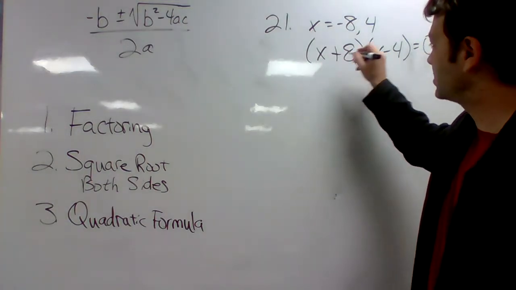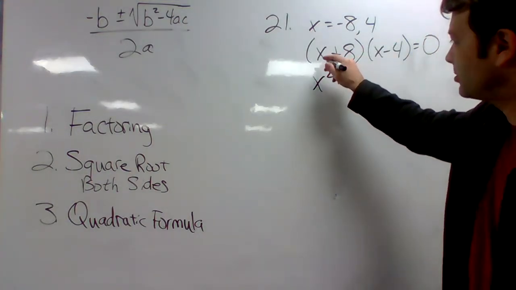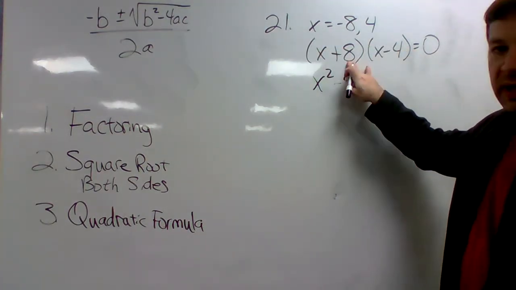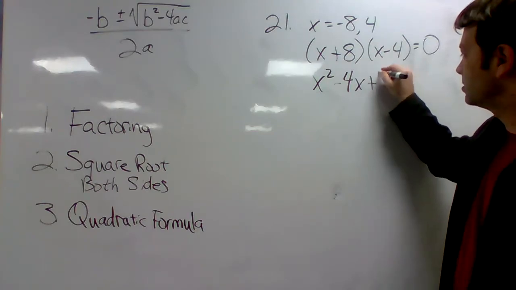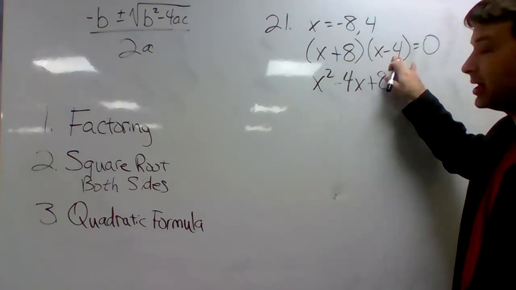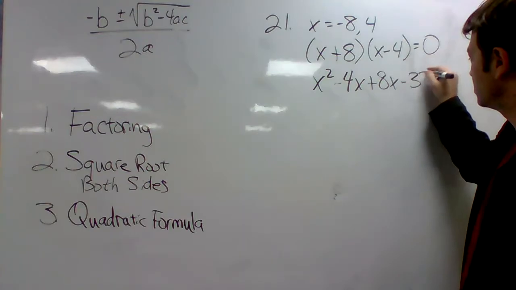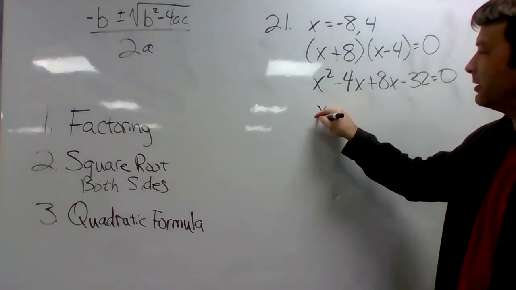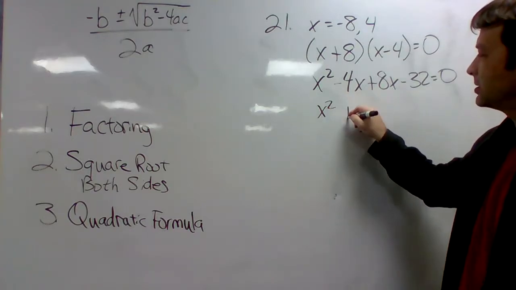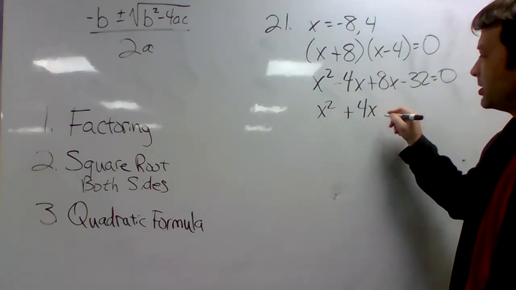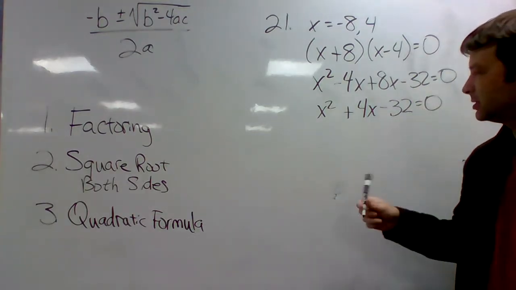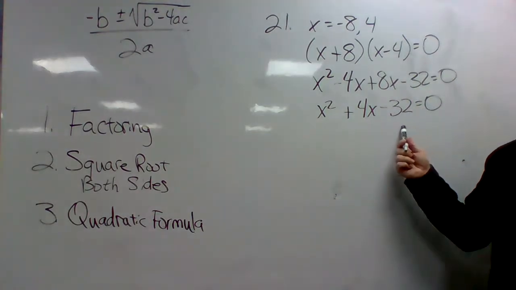Okay, I'll go ahead and do it. So x times x is x squared. Outside, x times -4. Inside, 8 times x. Last, 8 times -4. Add my middle two terms together. -4x plus 8x is positive 4x. And then that would be my answer for 21.